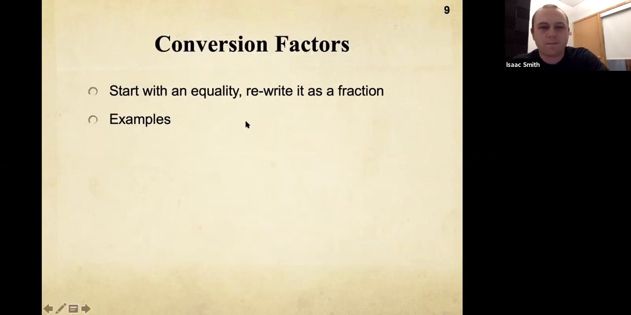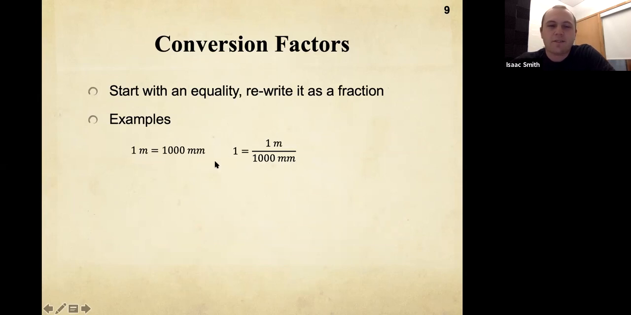because we come back to this all the time. Okay, so conversion factors are really equalities. So we're going to start with an equality and rewrite it as a fraction. So some examples. 1 meter is equal to 1,000 millimeters, okay? You can rewrite that as a fraction, right? Because anything over itself is equal to 1, okay?